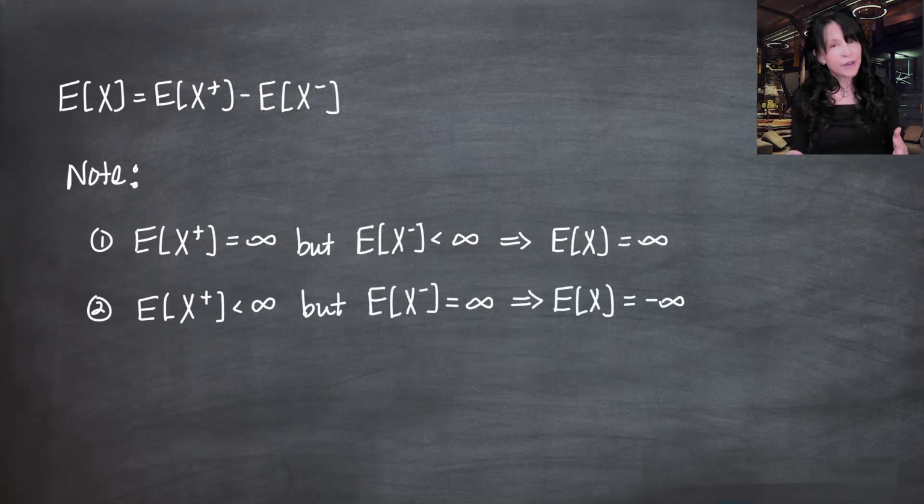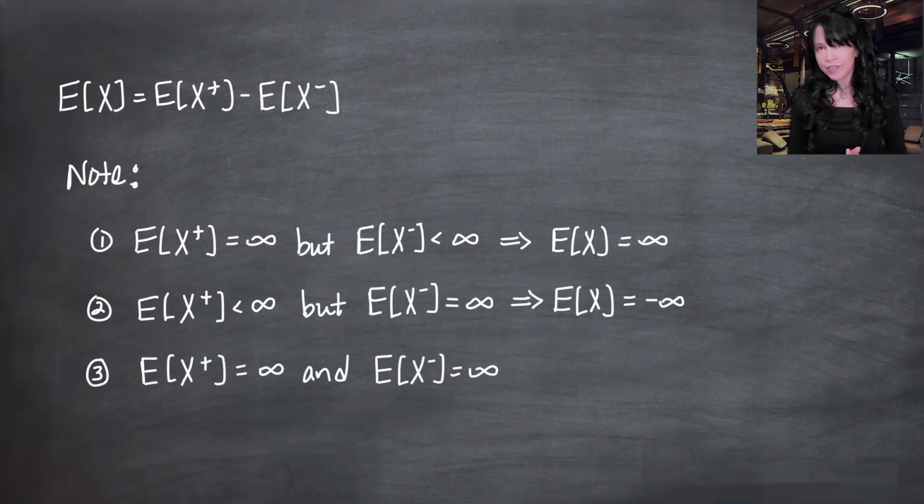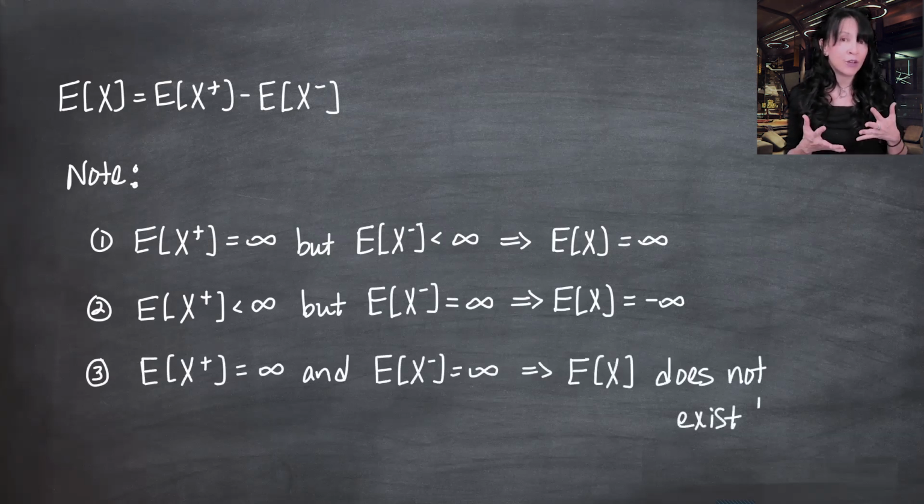However, if you do have the case where both of these individual expectations are infinite, you never want to say infinity minus infinity is 0 because it's not representing maybe the same infinity. It just doesn't make sense to do that. So we say that the overall expectation does not exist.